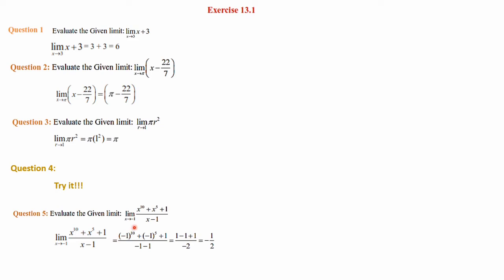So minus 1 the whole power 10. Power is an even number, so positive 1 will be coming. And here power is an odd number. That's why the answer will be coming as minus. So minus 1 the whole power 5 is minus 1, plus 1, divided by minus 1 minus 1, which is minus 2. So here plus 1 minus 1 cancel. So 1 divided by 2 will be coming with a negative sign, minus 1 by 2.